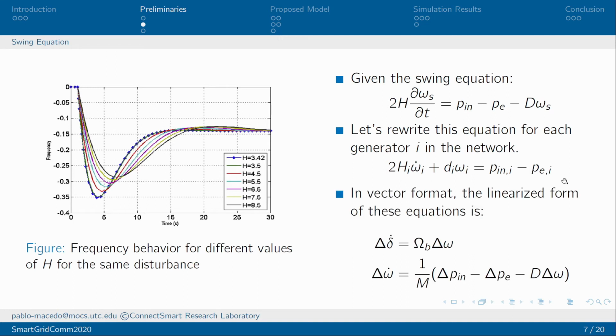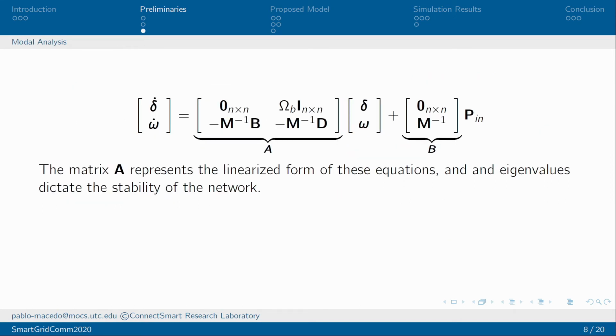If you linearize these equations on the operating point and you rewrite them in a vector format, then you can obtain the following equations, which you use later for modal analysis of our control. This is the matrix representation of such a system, and the A matrix represents the linearized form of the equations we just mentioned in the previous slide.